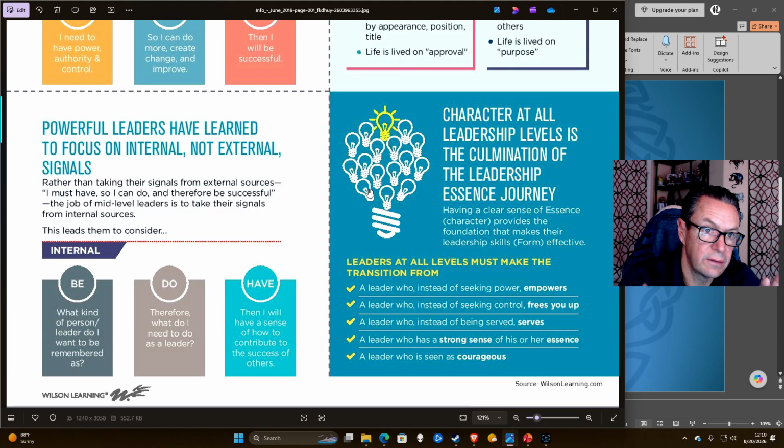Okay, so we got character. Having a clear sense of essence, character, provides the foundation that makes leadership skills effective. What are they talking about? Okay. So leaders at all levels must make the transition from a leader who, instead of seeking power, empowers. Well, empowering is good. A leader who, instead of seeking control, frees you up. Okay. As long as you earned it, as long as you're doing the right thing with your freedom. A leader who, instead of being served, serves. Well, that's easy. That's right.